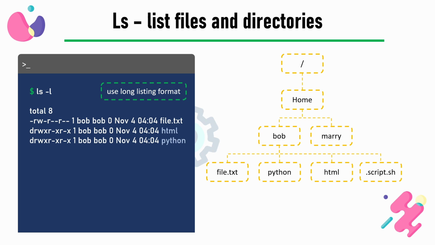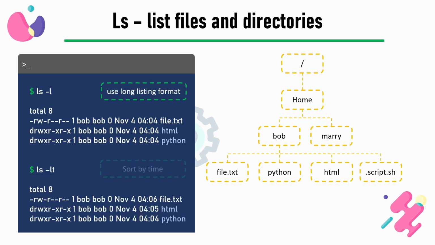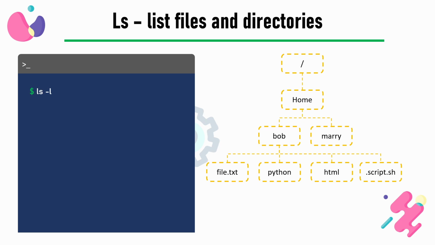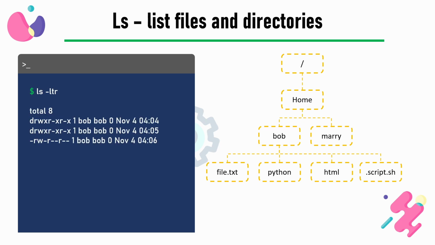If you want to list the files and the directories sorted by modification time in a descending order, you can use the -t option. And to reverse the sorting, you can add the -r option to the option that you use. So that's it for now, and we will continue in the next lecture.